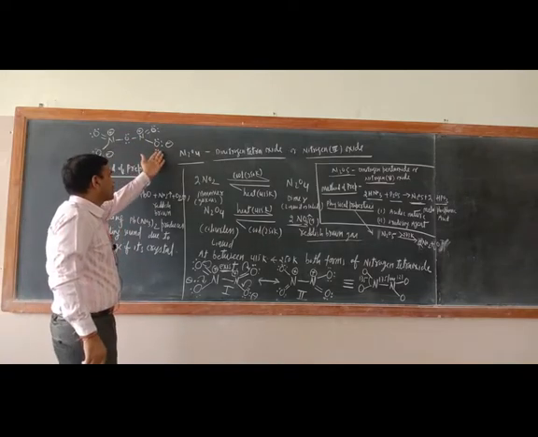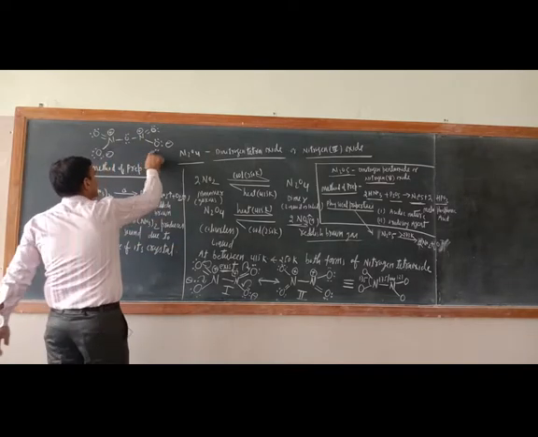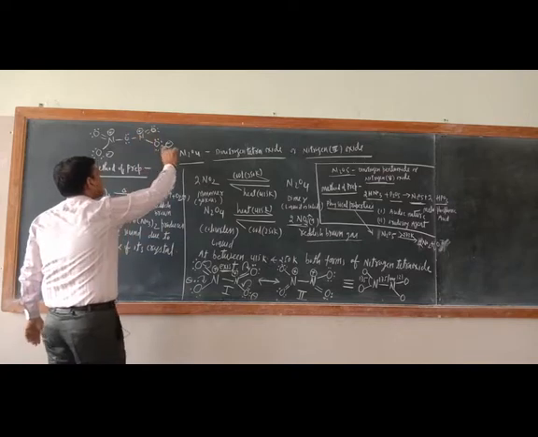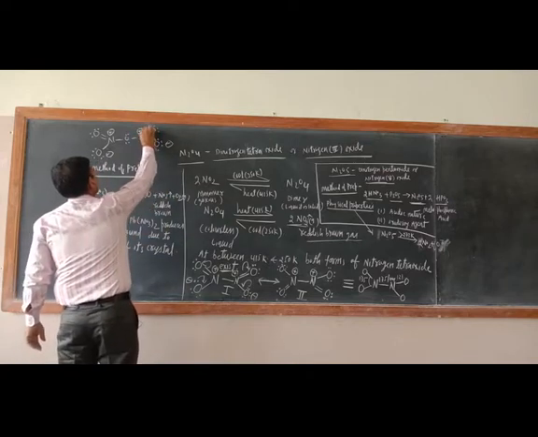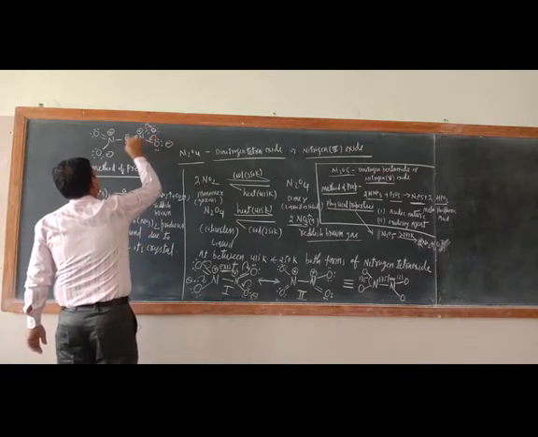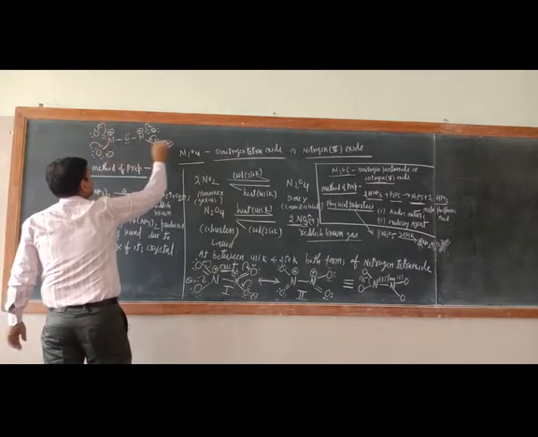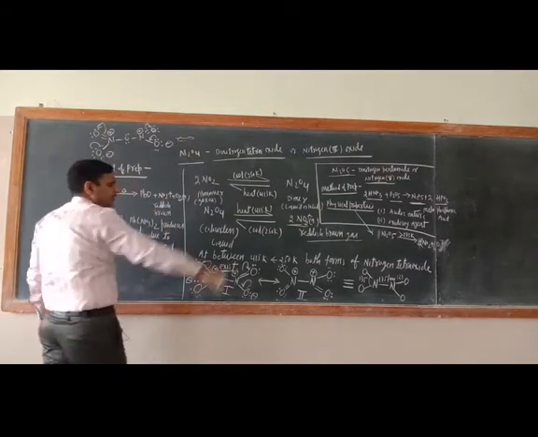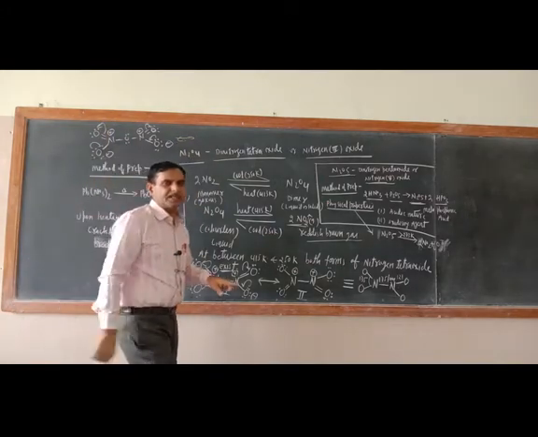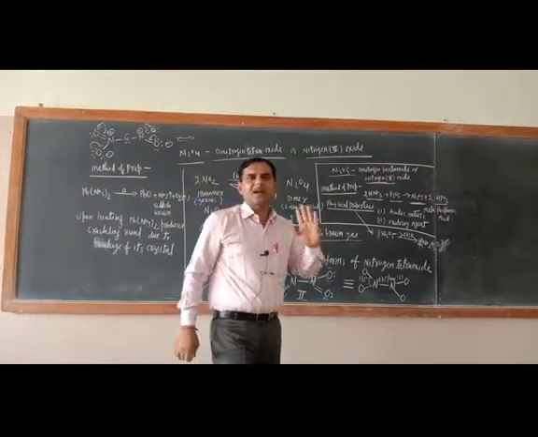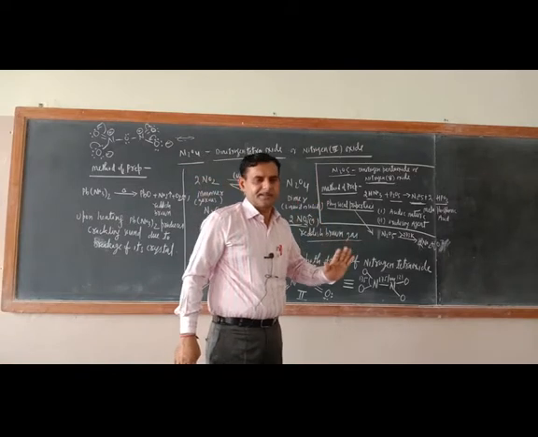Now a second resonating structure can also be prepared. Shift this bond here, shift this bond here, shift this one here, like that and like that. Here also shift this electron here and shift this one here. So you will get the next resonating structure. I hope that you can prepare this one very easily. In this way the oxides of nitrogen are completed.